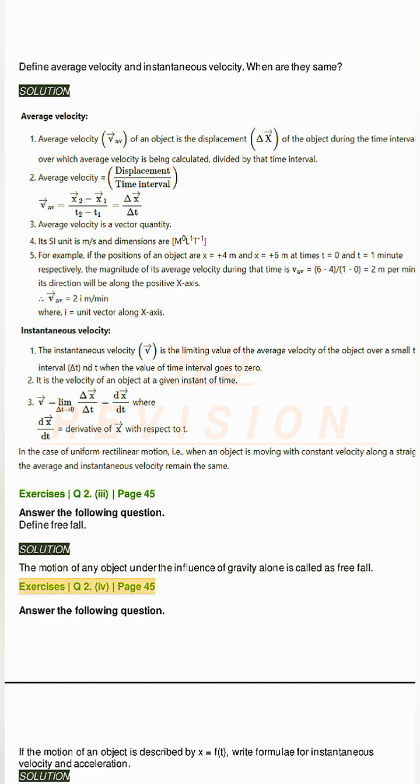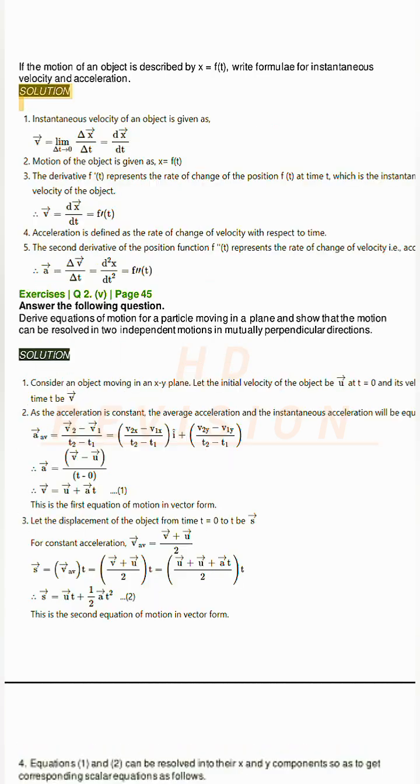Exercises Q2. IV page 45. Answer the following question. If the motion of an object is described by x equals f(t), write formulae for instantaneous velocity and acceleration. Solution. Exercises Q2. Page 45. Answer the following question. Derive equations of motion for a particle moving in a plane and show that the motion can be resolved in two independent motions in mutually perpendicular directions.